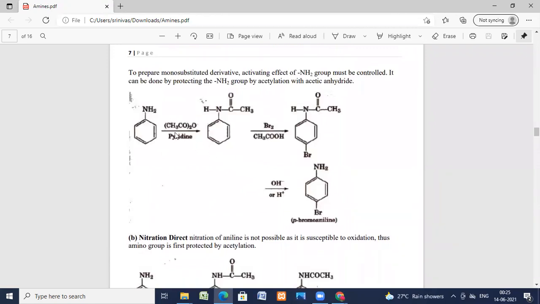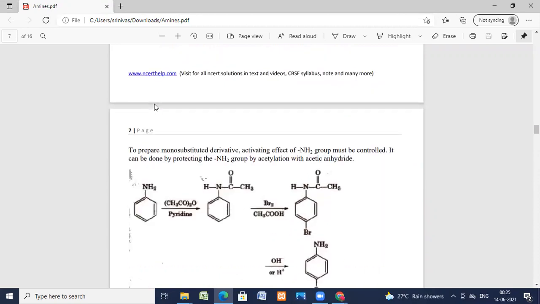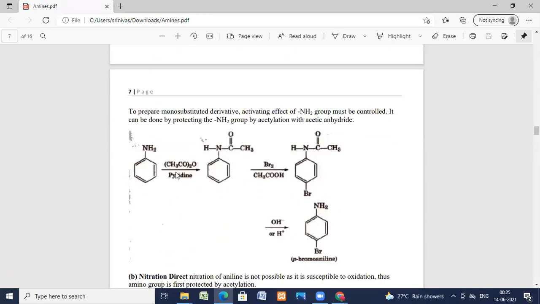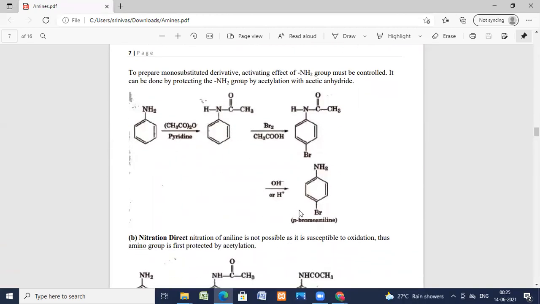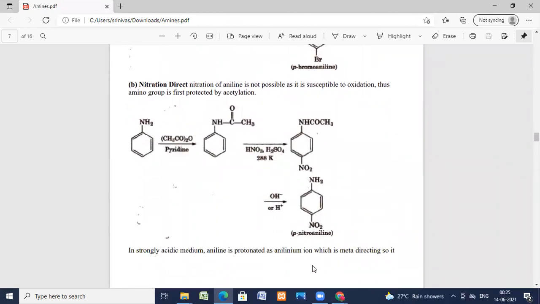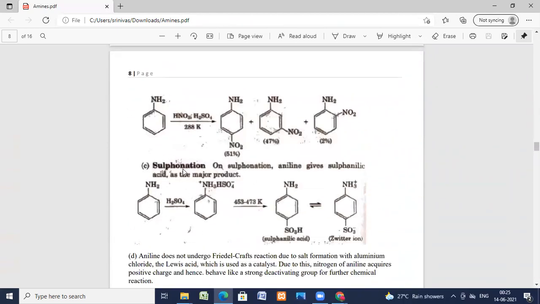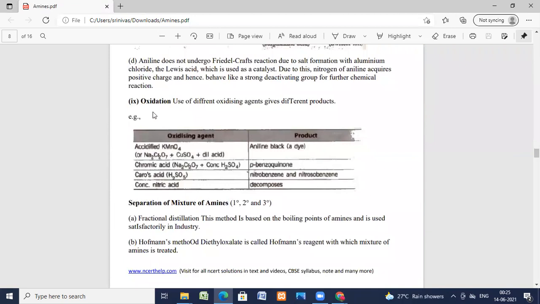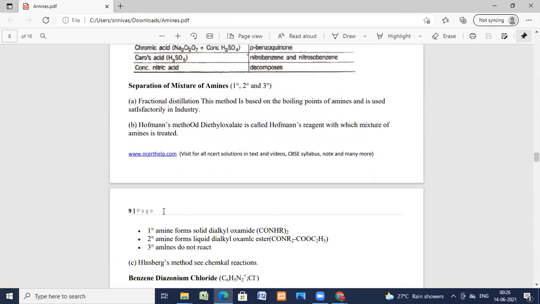Next is electrophilic substitutions, as I've told you. One is bromination, where bromoaniline is formed. The second one is nitration, where the nitro product of aniline is formed. And the third one is sulfonation, where sulfanilic acid is formed. The next chemical property is oxidation, and then separation of amines, which I have shown.